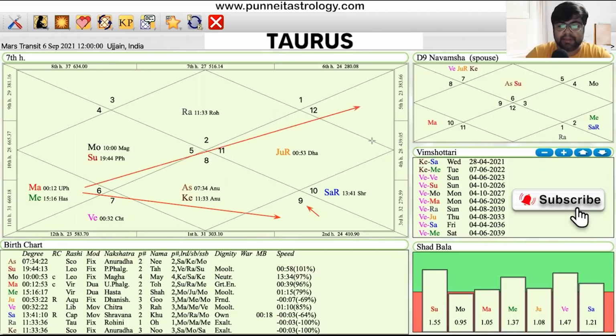Mars aspects the 11th house, good for income, good for money, good for investment. Mars aspects the 12th house. Because it has 8th aspect on the 12th house, it is good because it will destroy the negativity, it will destroy the losses. But only if you're using this Martian energy without getting nervous, anxious, without taking hasty decisions, and with proper patience and knowledge.